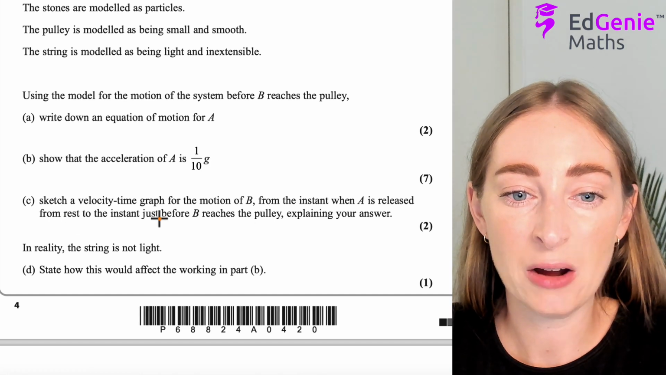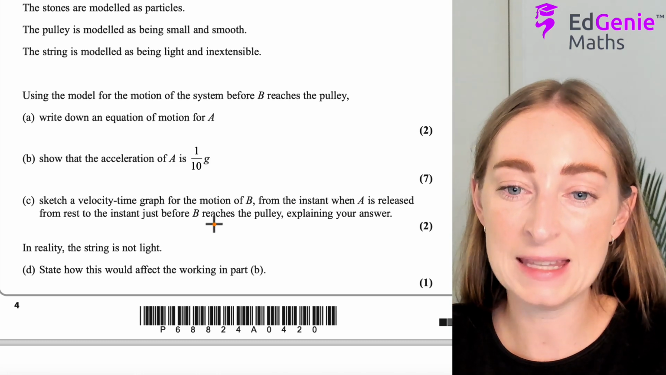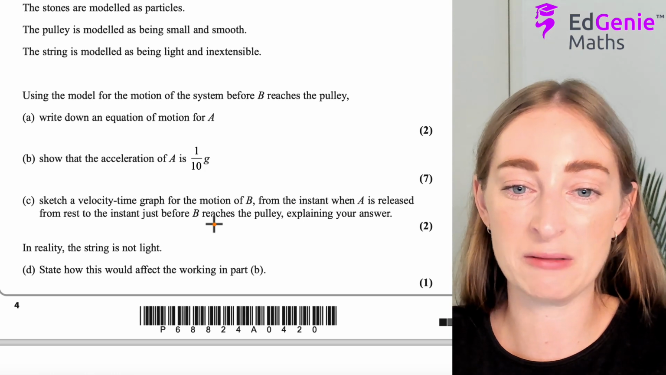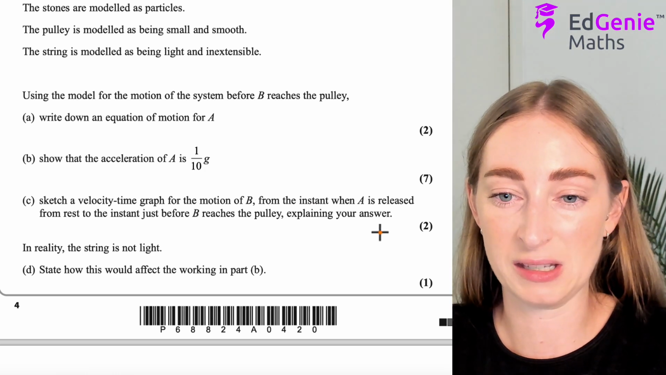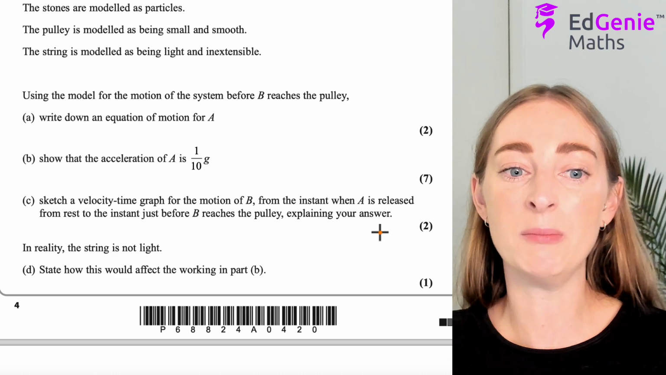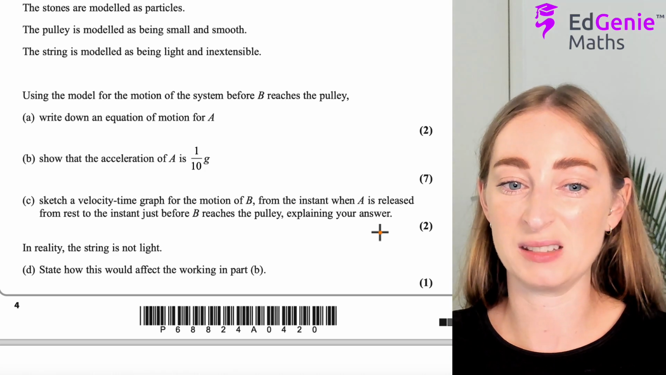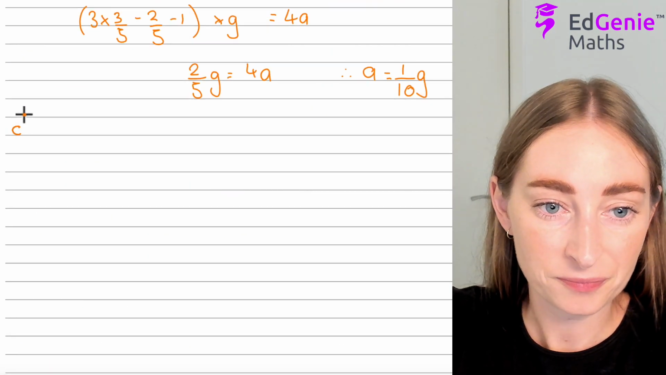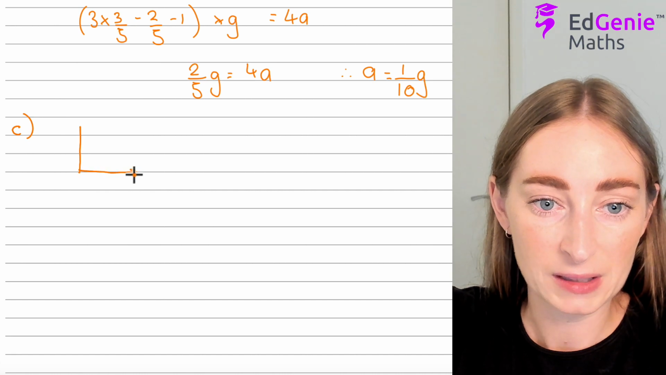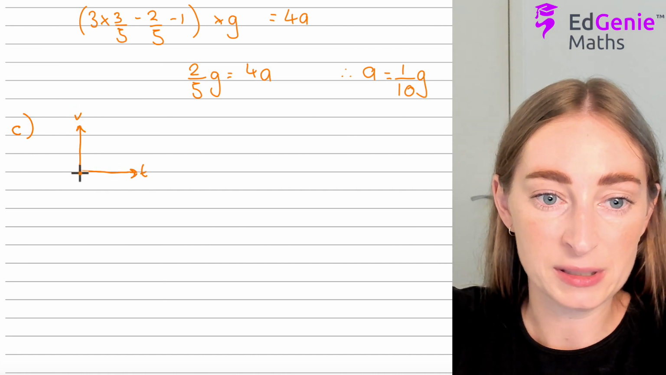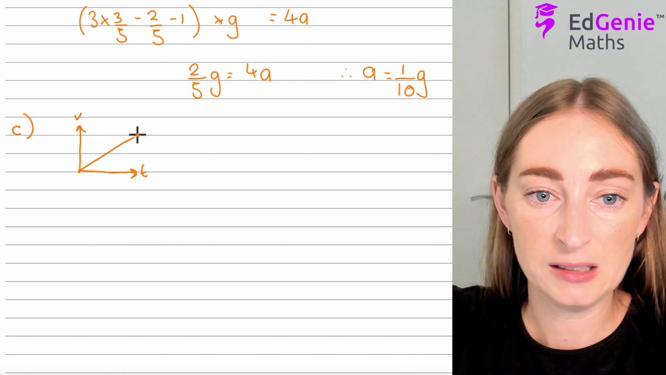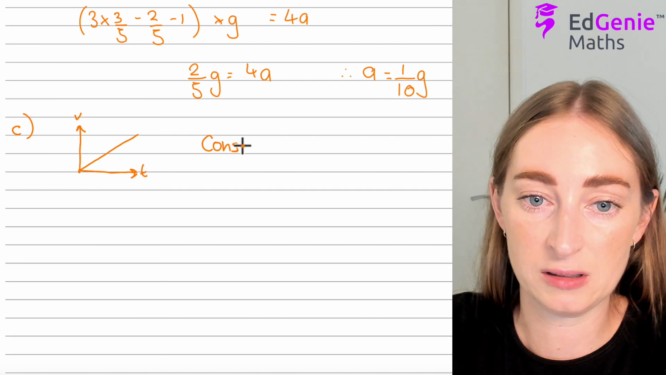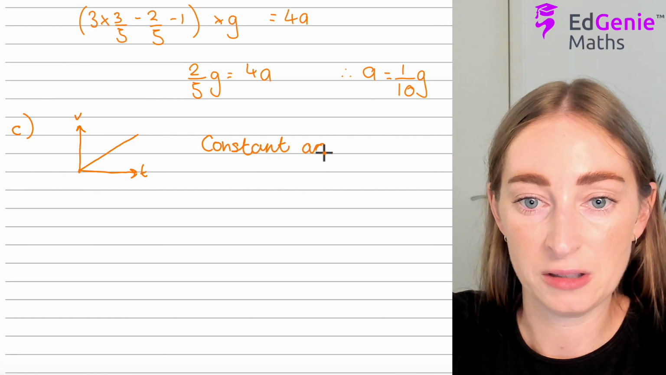Sketch a velocity time graph for the motion of B from the instant when A is released from rest to the instant just before B reaches the pulley, explaining your answer. And it's 2 marks, so I know I'm going to get 1 mark for the graph and 1 mark for explaining my answer. So the graph is going to be pretty simple. So we've got time, we've got velocity, we start from rest, we've got constant acceleration, so it looks like this. And for my brief explanation, I'm just going to put constant acceleration.